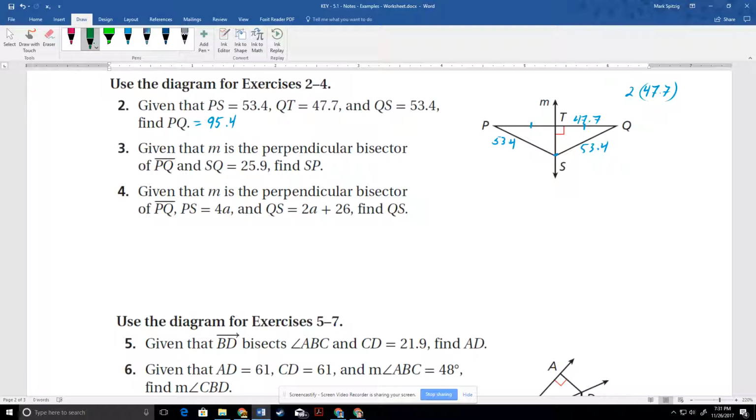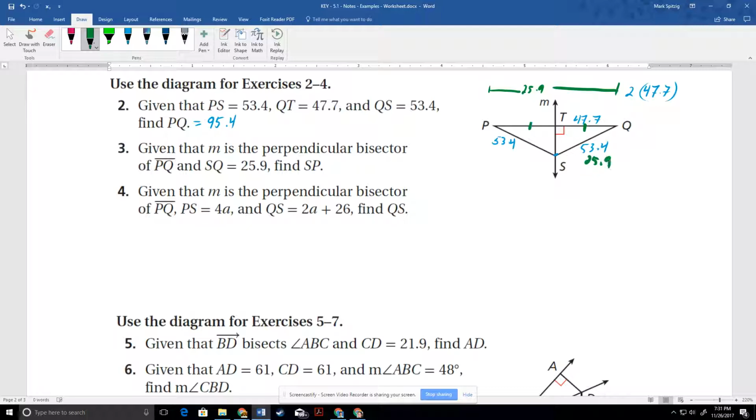It says given M is the perpendicular bisector. So again, given that it is the perpendicular bisector, and PQ, the whole thing, is 25.9. Find SP. Well, if it's a perpendicular bisector, SQ it says also is 25.9.